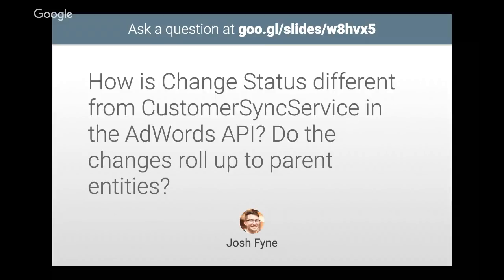So again, with customer sync service in the AdWords API, you can't get things like what actually changed, what values changed, when it changed, things like that. You just get an object changed, and that's all you know. And it's very broad, like a customer change, a campaign change, or an ad group change. That's about it. Change status, we're planning on going much deeper.